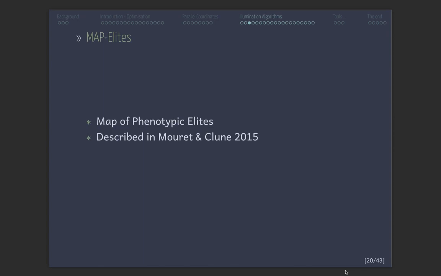The algorithm that we're going to look at here, and the one that I have used quite extensively, is MapElites, which is a map of phenotypic elites. It was first described by Mouret and Clune, 2015. It's been used in a number of areas. It was initially used to evolve diverse populations of robots with slightly different characteristics. It was used by myself and Emma Hart to tackle some urban logistics problems, and we were certainly the first people to use the technique in an area other than robotics.